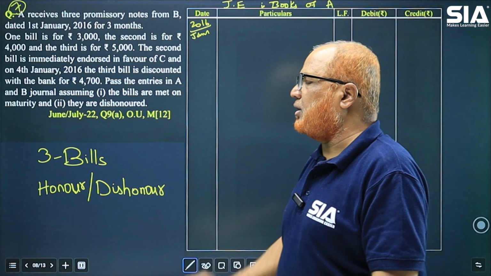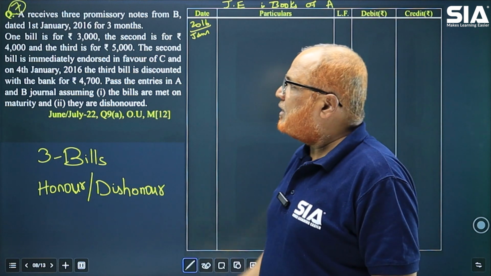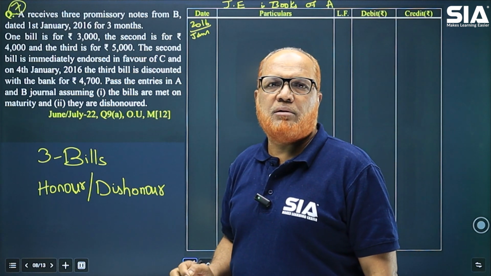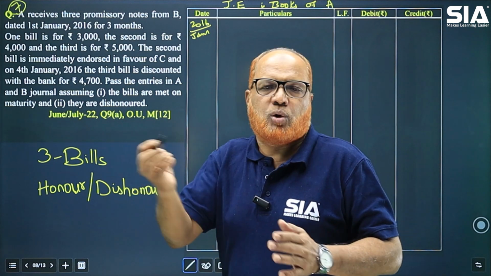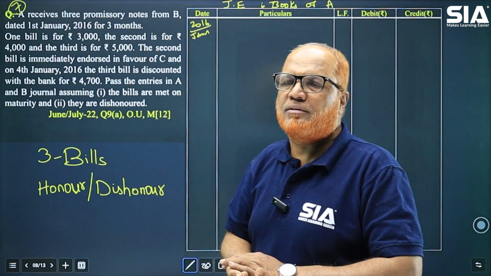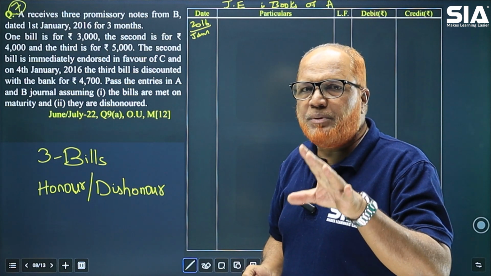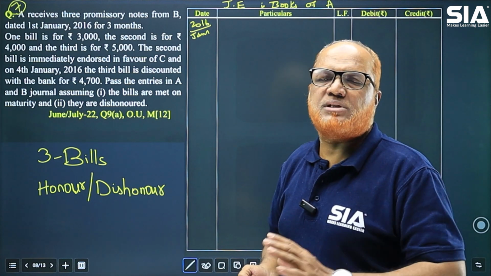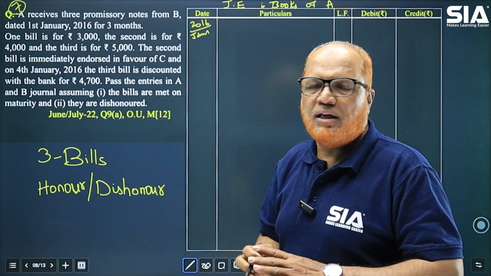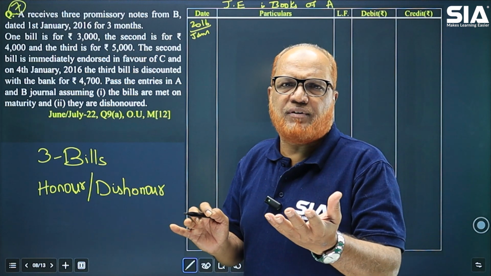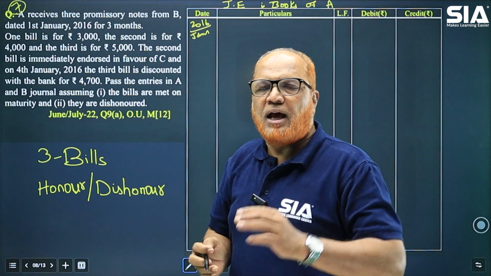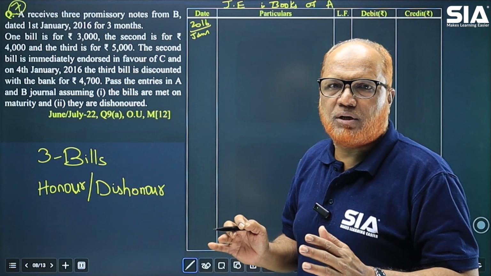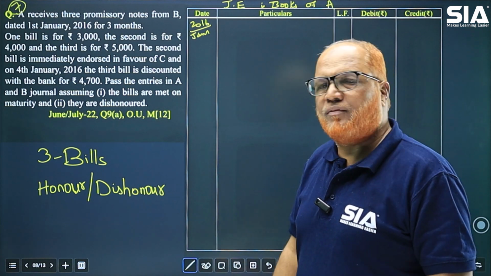if they are dishonored. First of all, three bills are drawn by A on B, or in other words, B has given the promissory note to A. Three bills. First bill has been kept by the drawer himself. That is A. A has not done anything regarding the first bill. The second bill he has endorsed in favor of C, and the third bill he has discounted. That is the content of the problem.